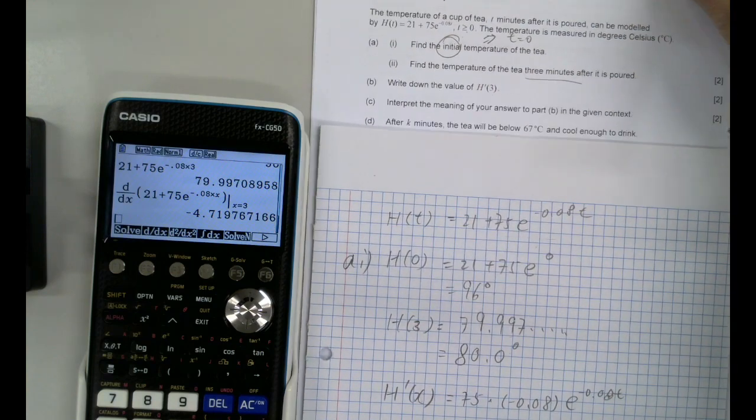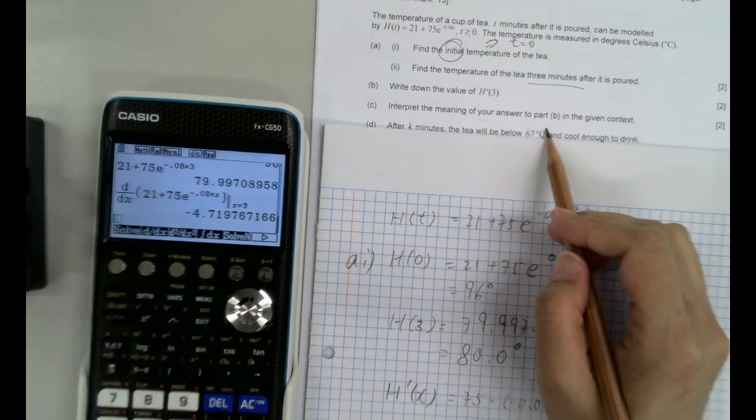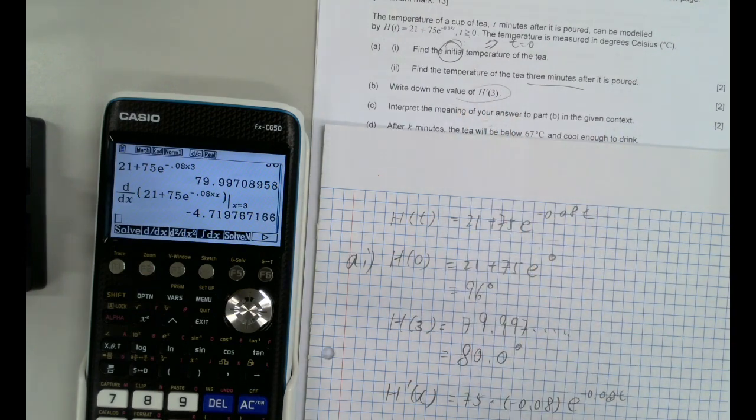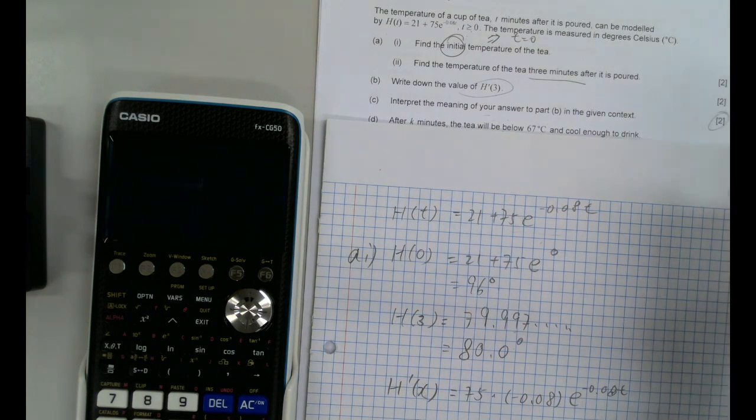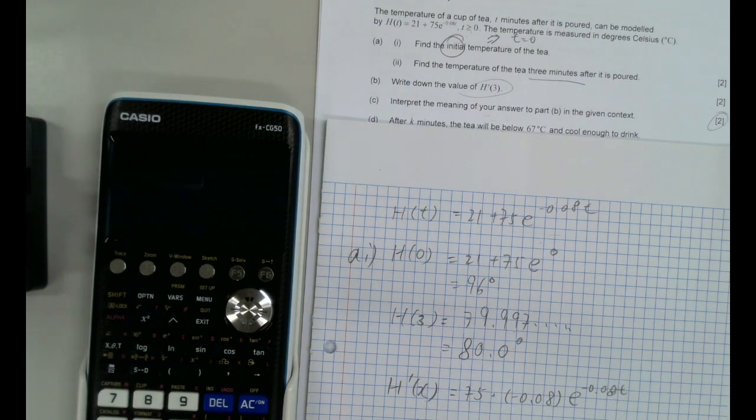Alright, and then interpret the meaning of part B in the context. This means the rate of change there. There are 2 marks there, so it's like a 3 there. So it's the rate of change.